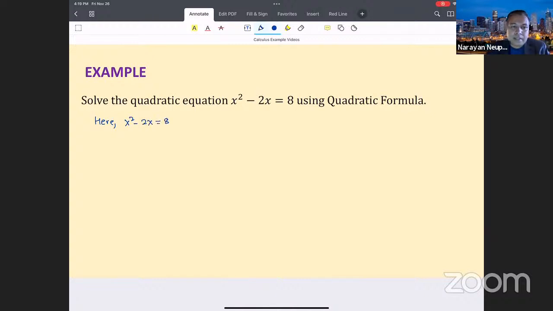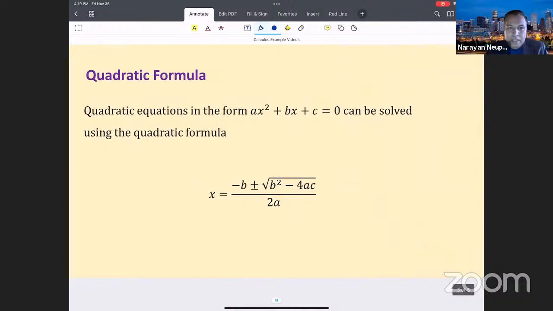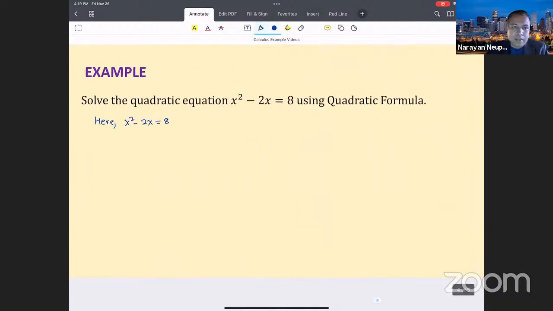But what we have already seen in the previous slide is the quadratic equation should be in this format, equal to 0. So in this one, we have equal to 8. So what we do is we subtract 8 on both sides. So if we subtract 8 on both sides, we get x squared minus 2x minus 8. And on the right side, 8 minus 8 will be 0. So now this is the quadratic equation in the standard form. That is, we have the left-hand side equated to 0.